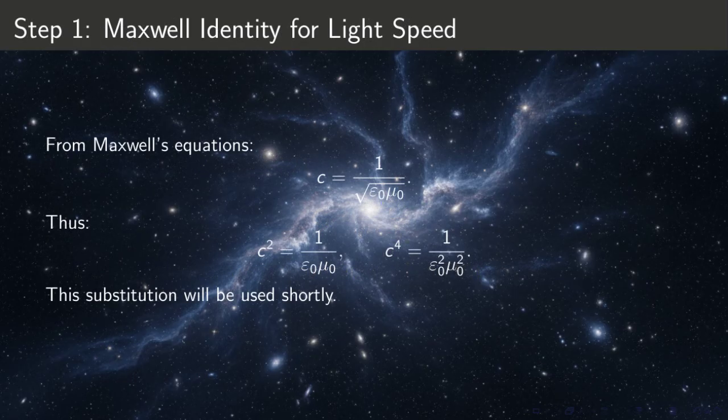Step 1. Maxwell identity for light speed. From Maxwell's equations, the speed of light is equal to 1 divided by the square root of epsilon naught times mu naught. Therefore, c squared equals 1 over epsilon naught mu naught, and c to the fourth power equals 1 over epsilon naught squared mu naught squared. This relationship will be used in the next steps of the derivation.